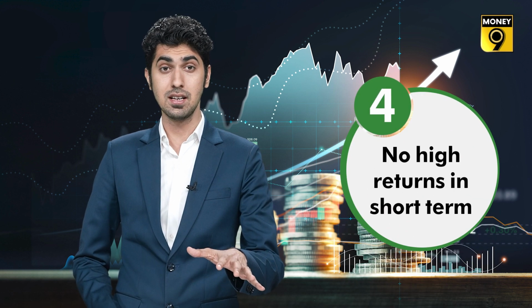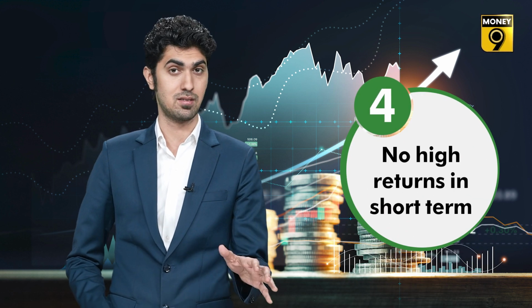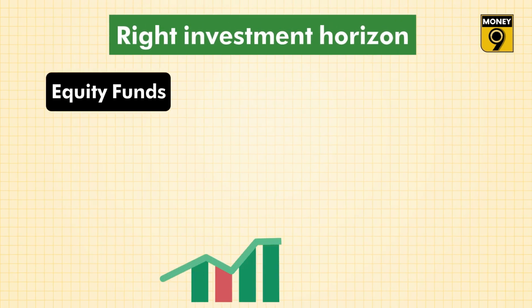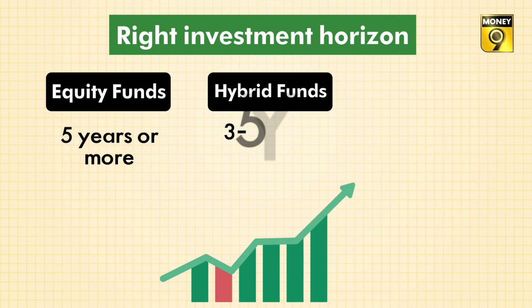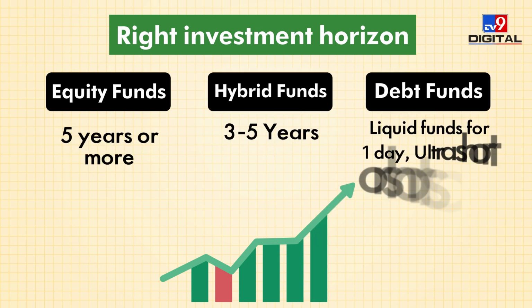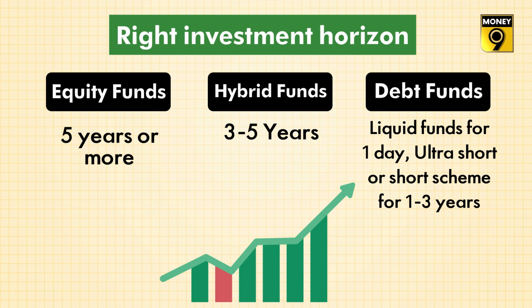Don't go for high returns in the short term from mutual funds. Investment in equity mutual funds should be for 5 years or more. Hybrid funds should be invested with a 3 to 5 year perspective. On the other hand, for debt funds, you will also get liquid schemes for one-day investment. And there are also ultra short-term and short-term schemes for investments of 1 to 3 years. You should choose a mutual fund scheme based on your investment horizon.